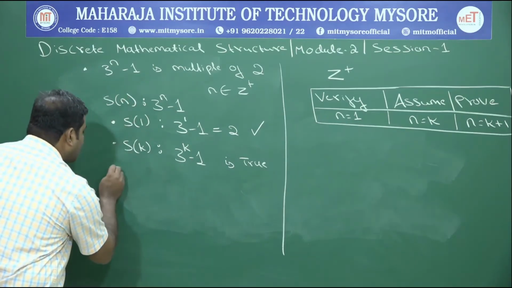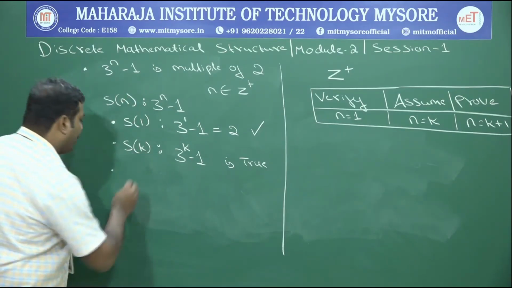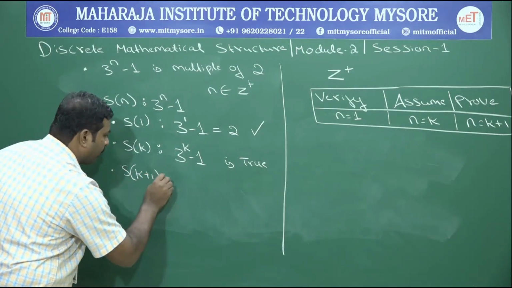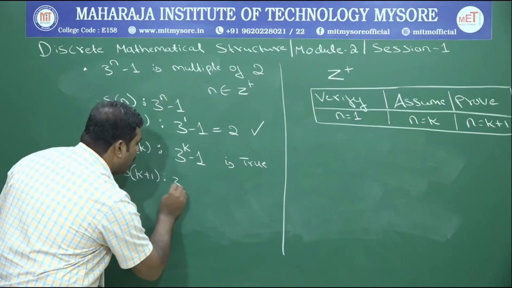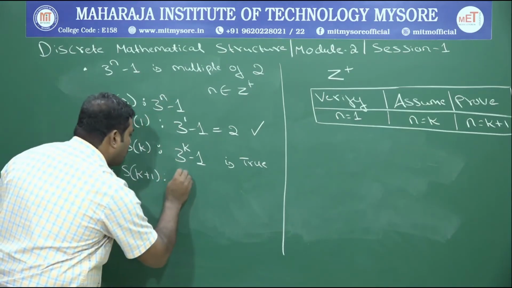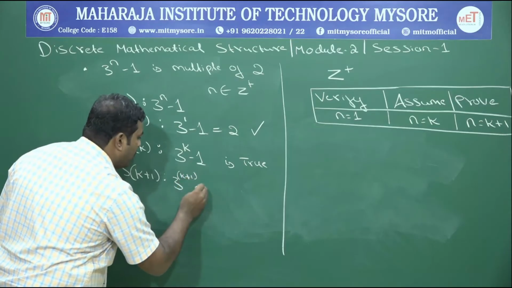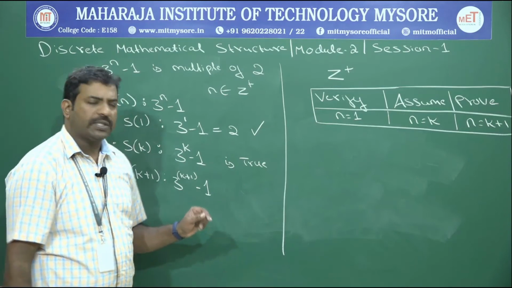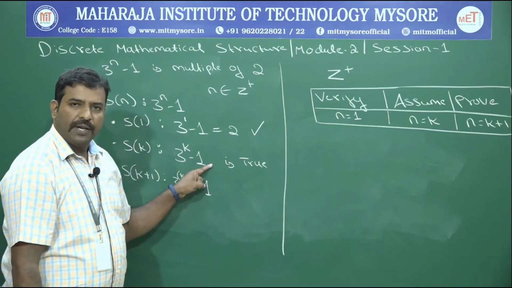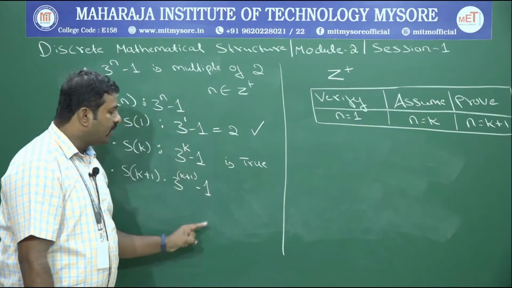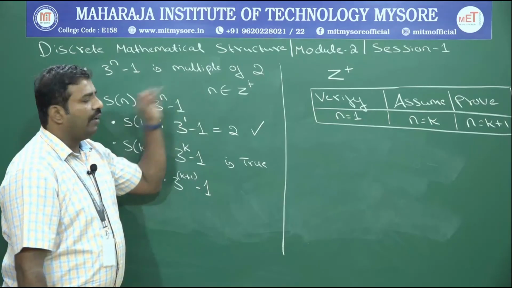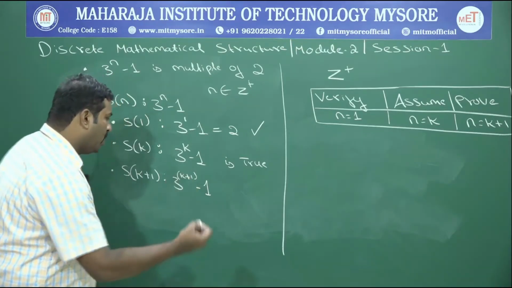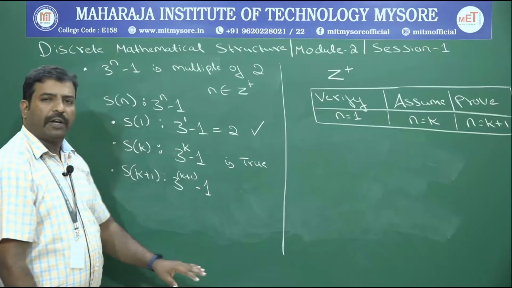So now the next statement which I need to prove is S of k plus 1. In that case, I am going to replace n with k plus 1, so 3 to the power of k plus 1 minus 1. Now I need to prove this. If I am able to prove this, then my assumption is right. And when my assumption is right, all the statements are good enough to say the given statement is true. And for this case, I am going to have 3 minus 1. So we'll simplify and we'll try to prove this.